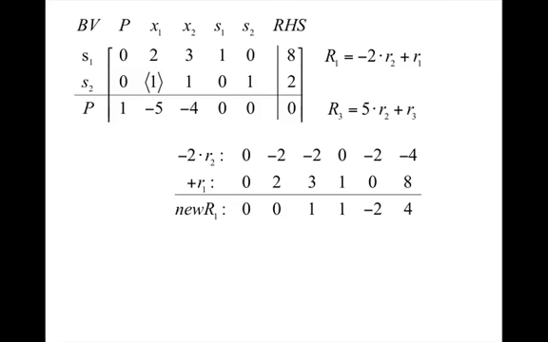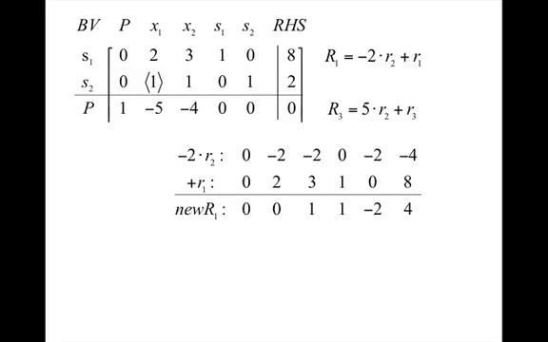When I add this to row 1, for my new row 1, I get 0 plus 0 is 0, negative 2 plus 2 is the 0 that I wanted, negative 2 plus 3 is 1, 0 plus 1 is 1, negative 2 plus 0 is negative 2, and negative 4 plus 8 is 4. I'm going to go ahead in this example and complete our second 0 before I fill in my table.